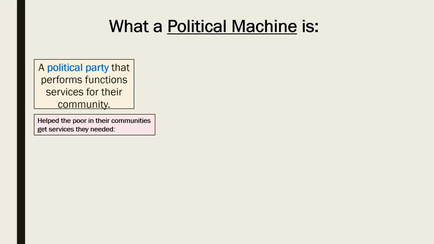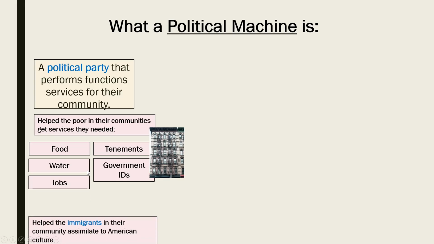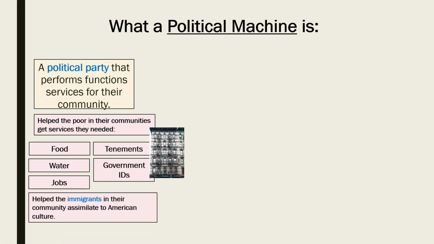These political machines are going to help these people get food, and get shelter in places we call tenements, urban tenements. Tenements are just really cheap and kind of dangerous apartment buildings that lots of poor people lived in during the Gilded Age in the major cities. They'll help them get food, shelter, water, government IDs, and jobs. And they're also going to help out immigrant populations.